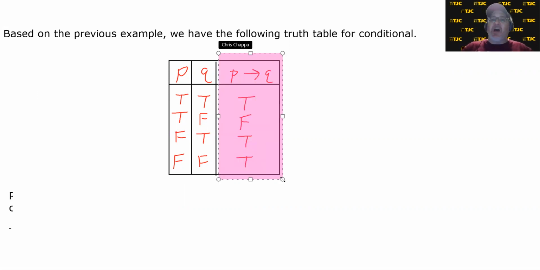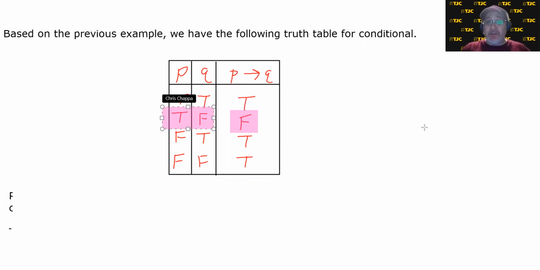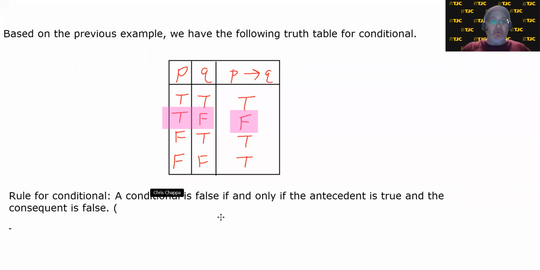So what do you notice about the last column? It's mostly true. In fact, the only time it's not true is here. So when you make up a rule for a table, you should make up a rule for the exception. It's always this, except when that happens. Well, this is the only row where a conditional is false, when the antecedent is true and the consequent is false. And that is the rule for conditional. A conditional is false if and only if the antecedent is true and the consequent is false.